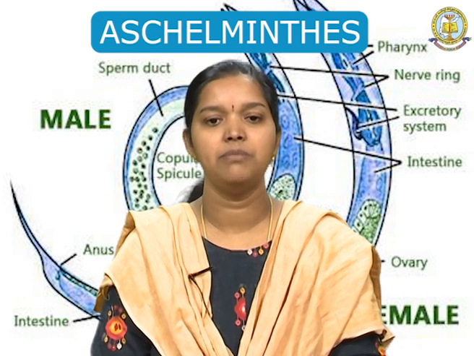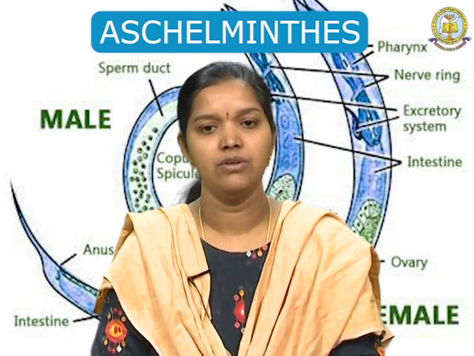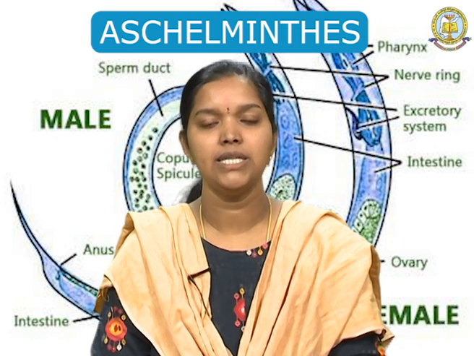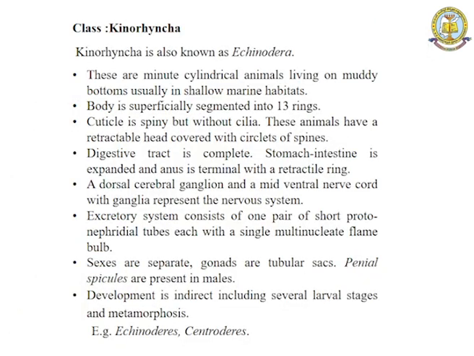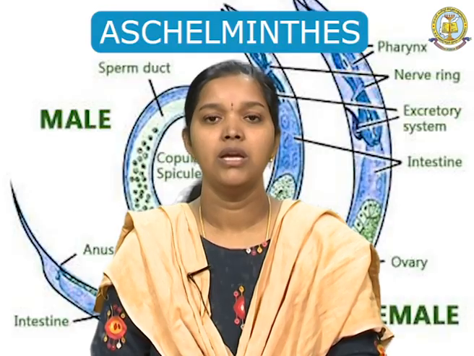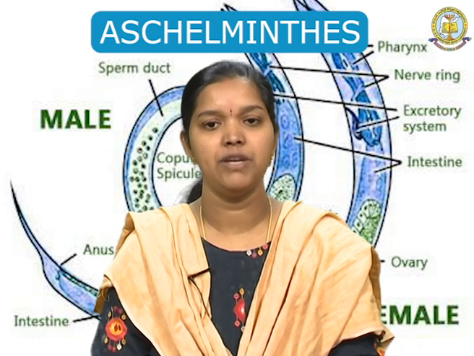The dorsal cerebral ganglion and a mid-ventral nerve having ganglia are present in the nervous system, and the excretory system consists of one pair of short protonephridial tubes, and a flame bulb is also present. The sexes are separate, and gonads are tubular sacs. Penial spicules are present in the males, and the development is indirect with several larval stages and metamorphosis. Now we will discuss the parasitic adaptations of helminths.